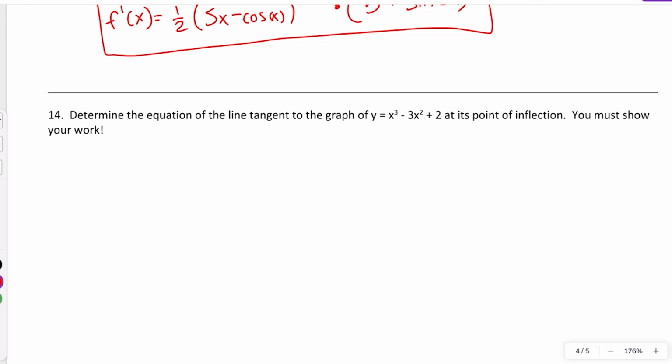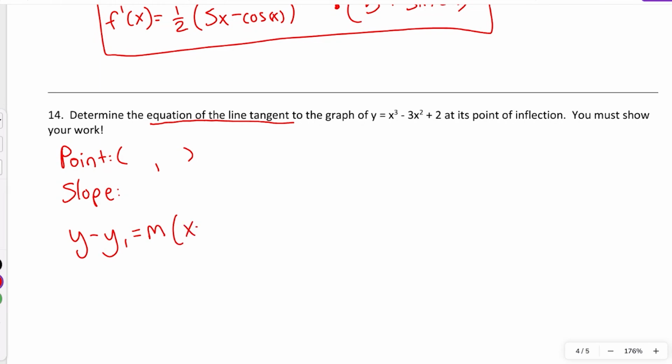Number 14 says determine the equation of the line tangent to the graph of that cubic at its point of inflection. You must show your work. All right, so we've answered equation of the tangent line questions so often this year that you should know exactly how to start setting this up. We'll start with a point, our x1, y1, and we're going to need a slope. And then once we have that point and that slope, we can substitute everything that we know into y minus y1 equals m times x minus x1.